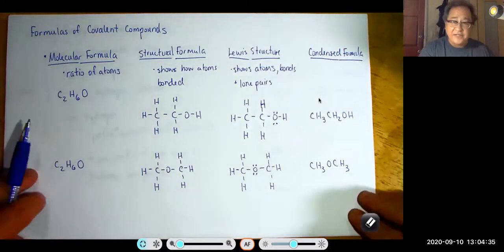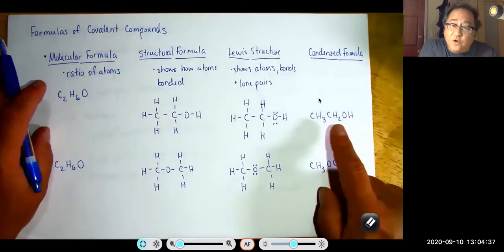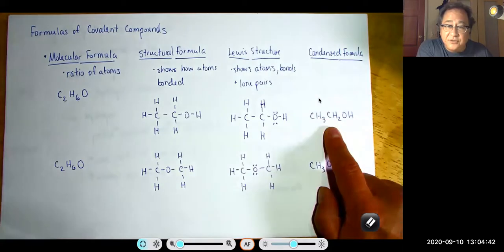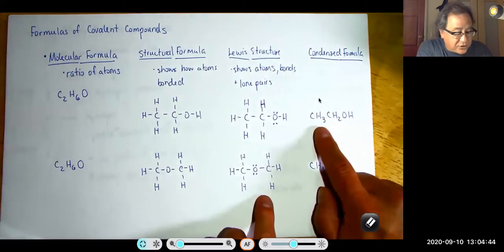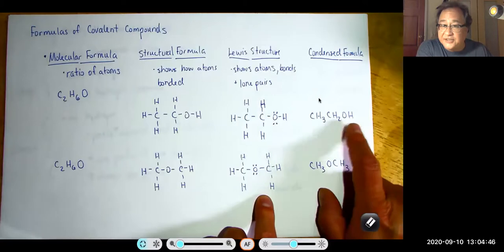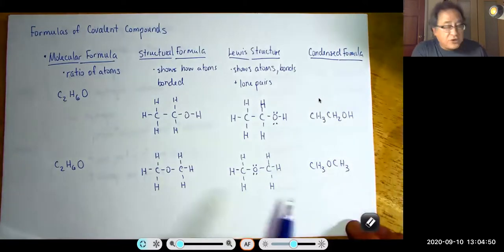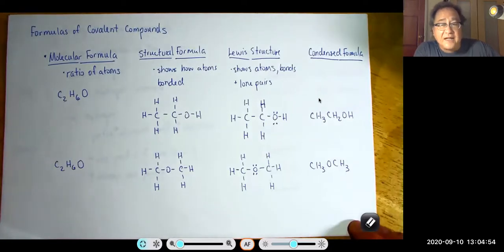Okay, so for example, we look at this condensed formula. What is the molecular formula? Well, I see 2 carbons, C2. I see 3 plus 2 plus 1 hydrogens, H6, and I see 1 oxygen, O. And notice, usually for molecular formulas, you write them in alphabetical order. The elements, that is. The symbols are in alphabetical order.